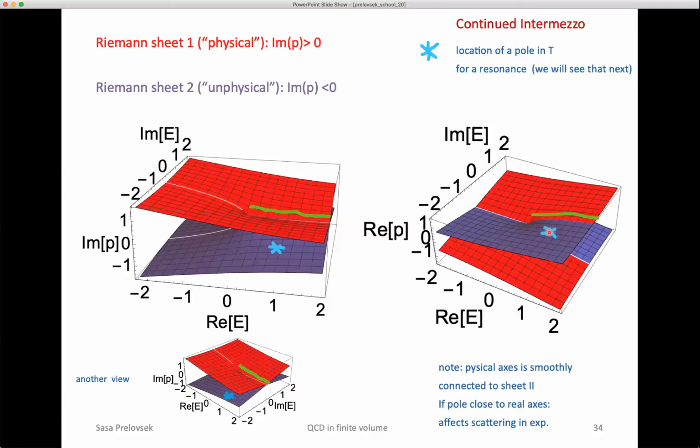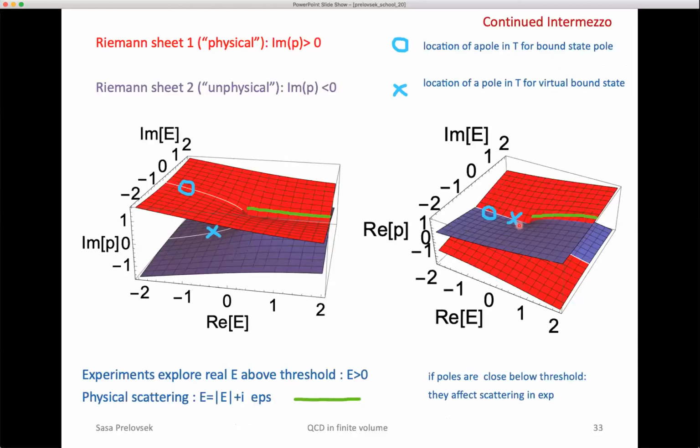This one is above threshold, away from the real axis. And if there is a pole, you can imagine that this pole will affect what happens here. Now here, we are on the real axis, below threshold. If there is a pole far below threshold, nobody will observe any effect. But if it is just slightly below threshold, then this will affect scattering here. So, okay, I got it.